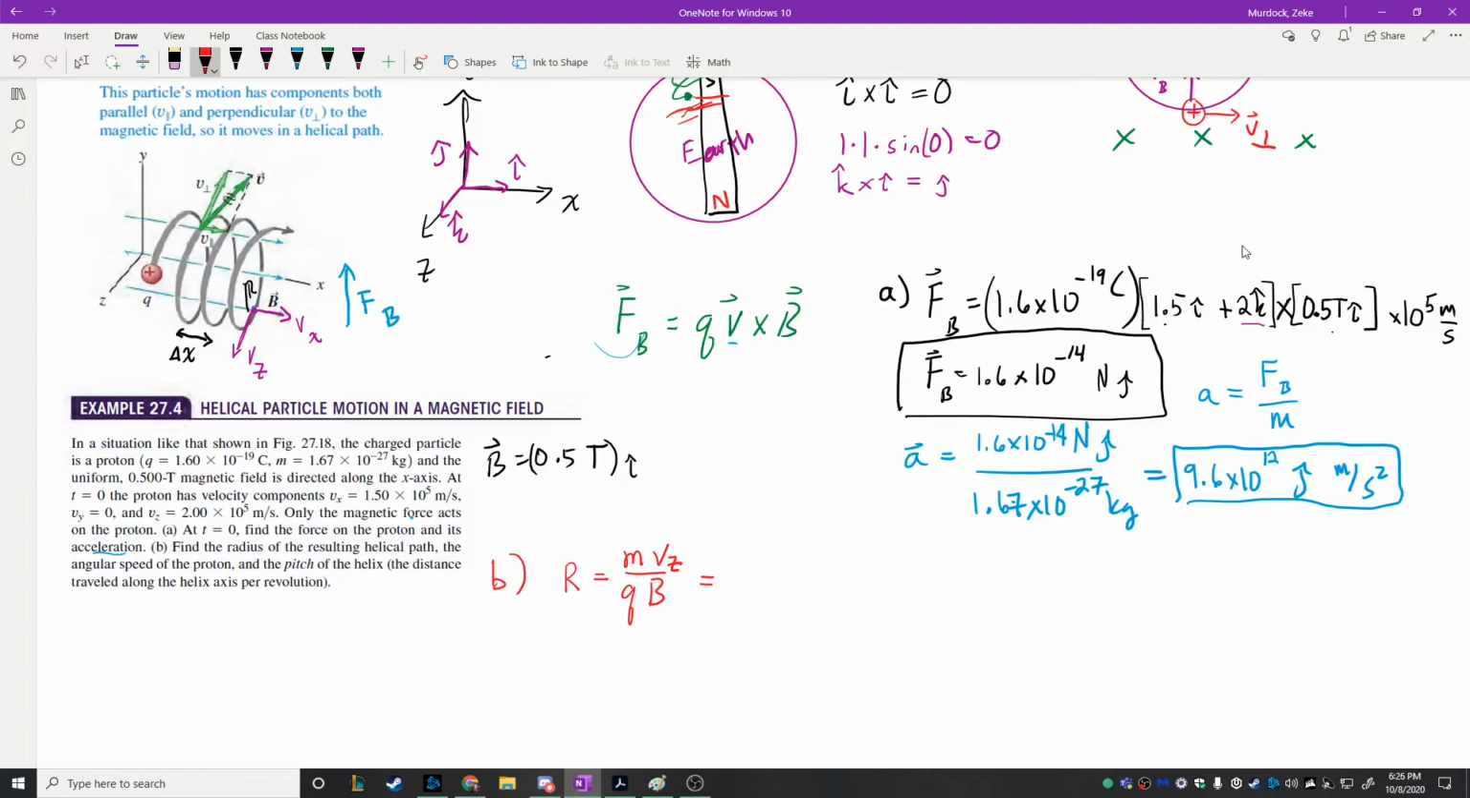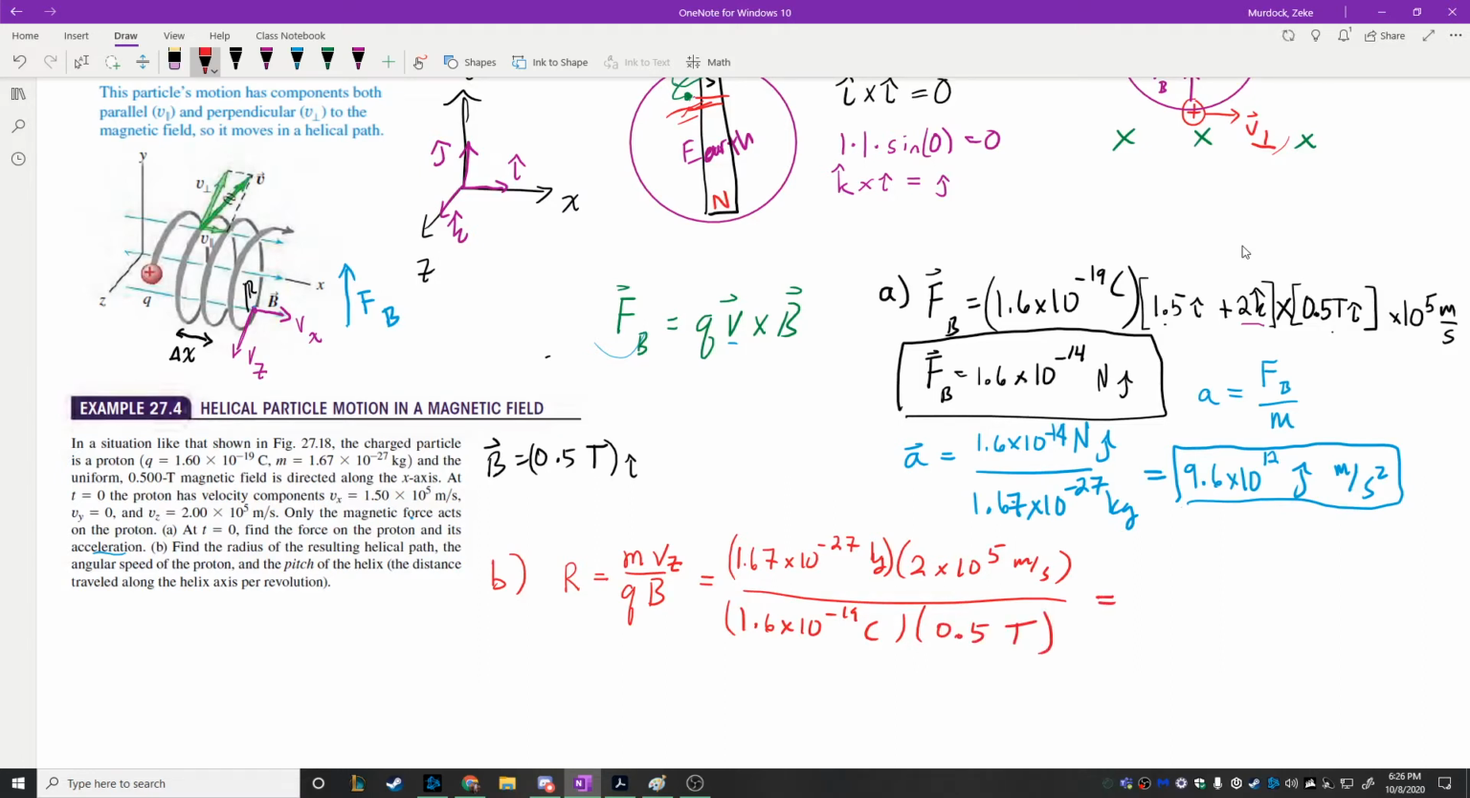Okay, I made a mistake the first time I did this problem in a class, where I used the total velocity, but then someone noticed that was wrong. So it's just the component that's perpendicular that we care about here. Okay, so what's this going to be? The mass is the mass of a proton that we just used. And then the velocity z component is 2 times 10 to the 5 meters per second. We divide by the charge, and then multiply by the magnetic field, which was 0.5 Tesla.